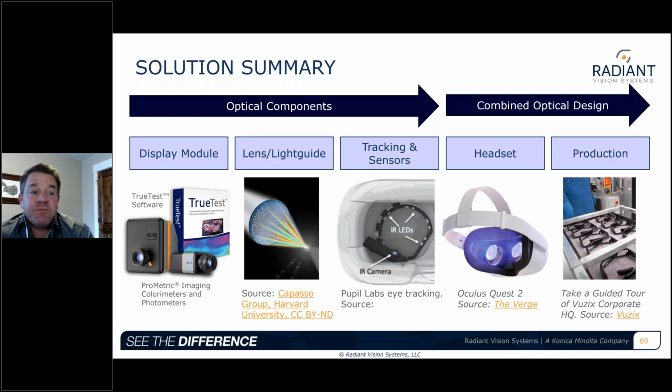Radiant has provided display module test solutions to the consumer electronics industry for decades. Our fundamental TrueTest platform was built around the key measurement criteria for these components. Following the evolution of technology from LCD to microLED, the resolution of our imaging colorimeters and photometers has increased, and our measurement methods have become more advanced for tackling challenges like pixel level measurement and correction.